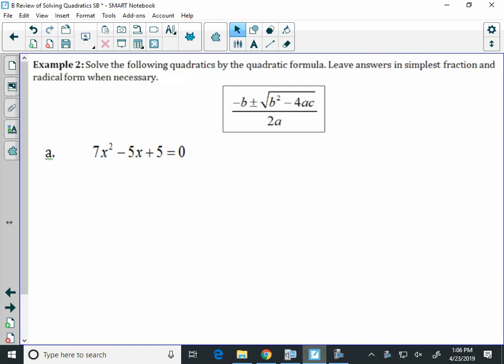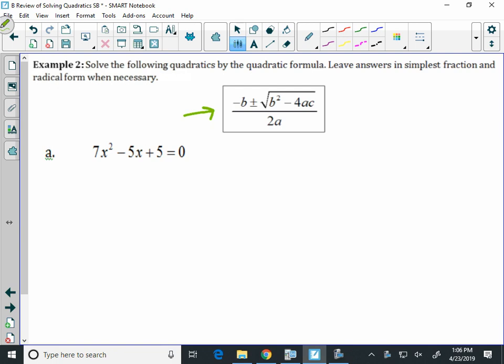In these next two examples, we are going to solve by the quadratic formula. And remember, generally we use the quadratic formula when we can't factor. So none of these are more than likely going to be factorable. But to use the quadratic formula, it is given to you. It is right here: negative b plus or minus the square root of b squared minus 4ac all over 2a.